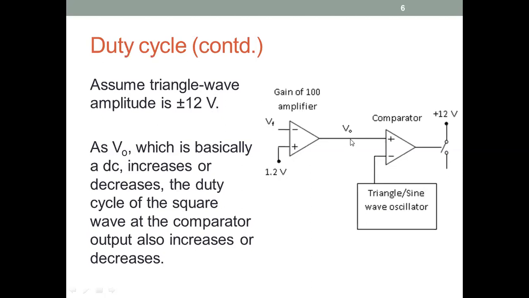Now, as you have seen a little while ago, VO, which is the amplified version of the feedback voltage from the output of the buck converter, is basically a DC voltage in steady state. As VO goes up and down, the duty cycle will change. So let's take two examples of this. We had seen this before, but just to refresh, what happens to the duty cycle as VO changes.